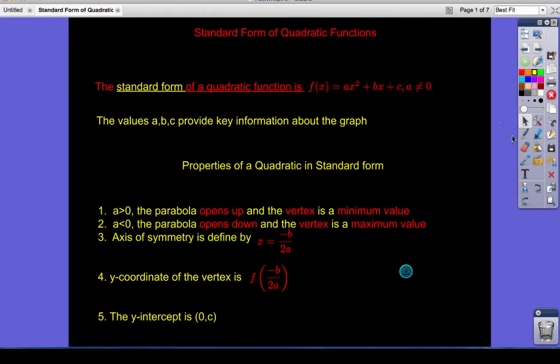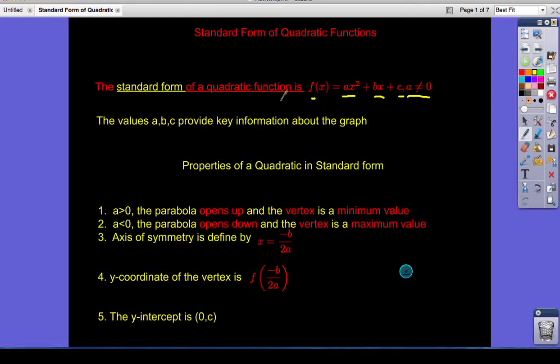We've already talked about vertex form, and the standard form of a quadratic function is this: f of x equals ax squared plus bx plus c. A cannot be 0, because a is the quadratic part, bx is the linear part, and c is the constant part. If a is 0, we've lost our quadratic part, and we could have a linear equation there.